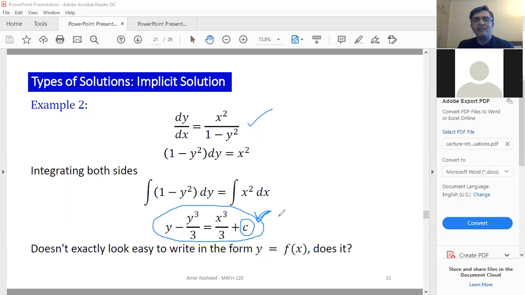We call it a family of solutions because C is an arbitrary constant. Because C is an arbitrary constant, it can take any value in R. So how many values can it take? It can take infinitely many values. So this forms infinitely many solutions. How many constants does it involve? One constant.